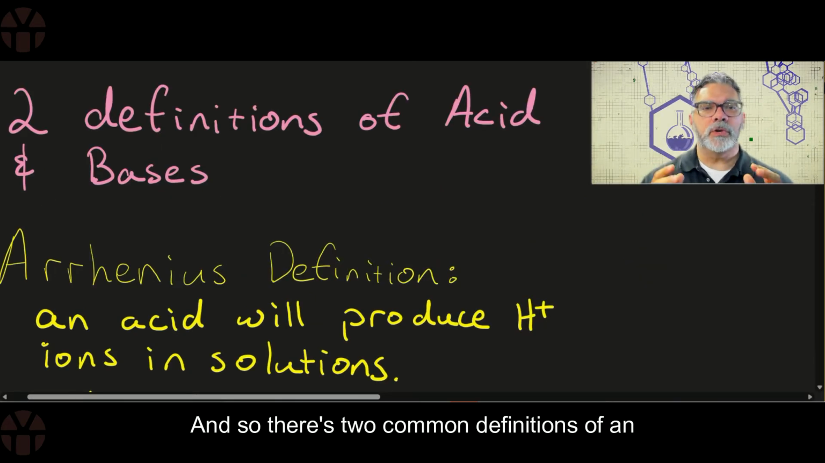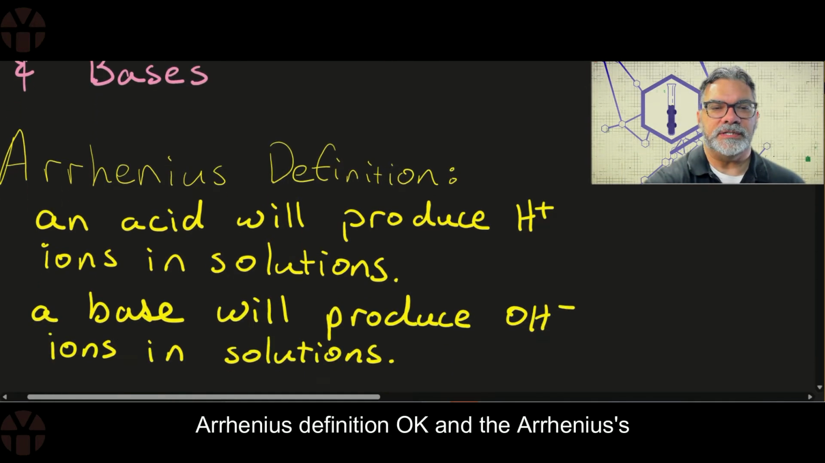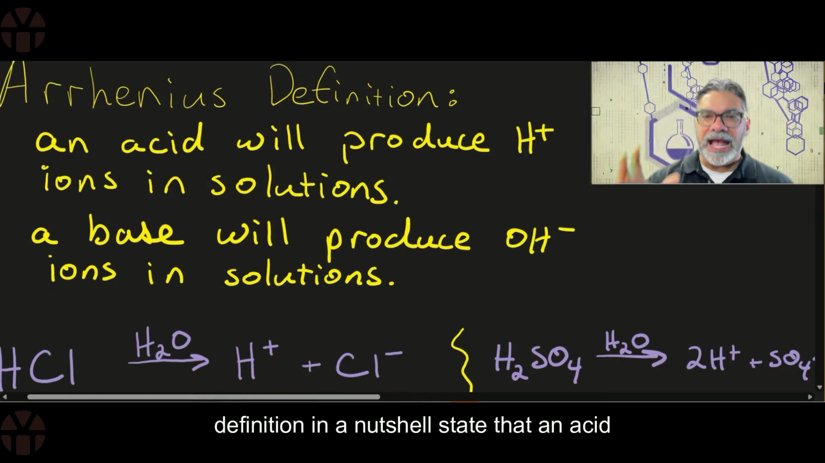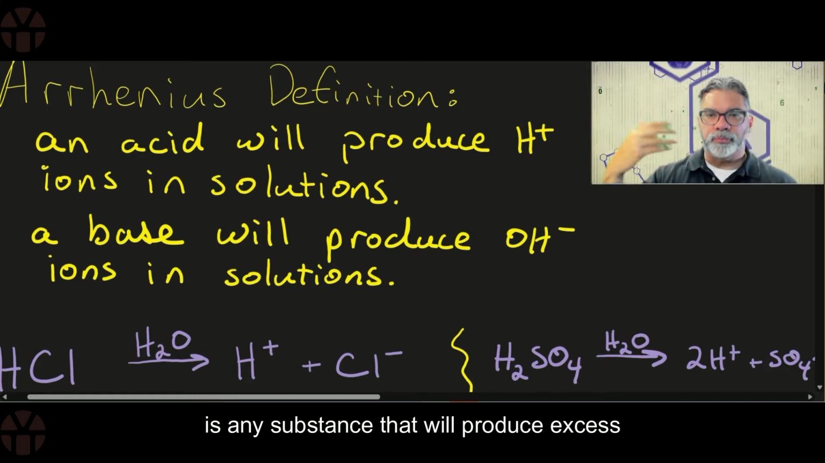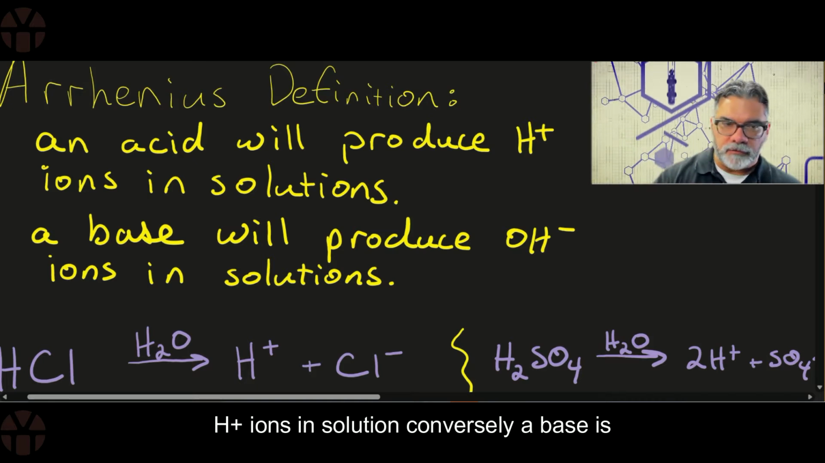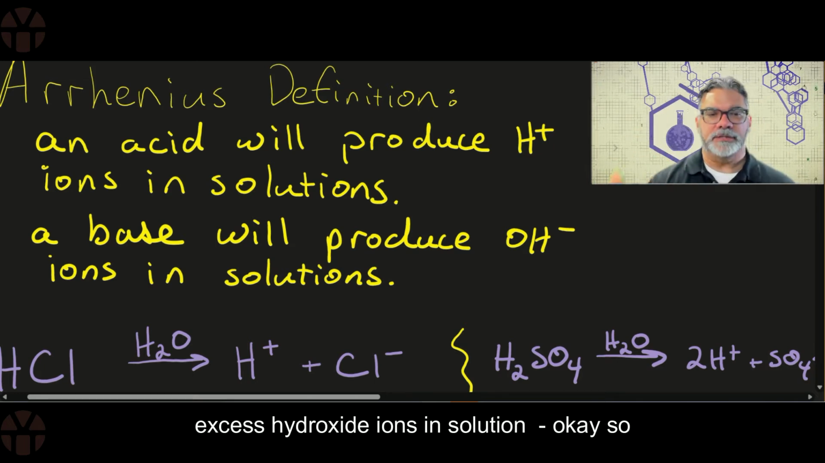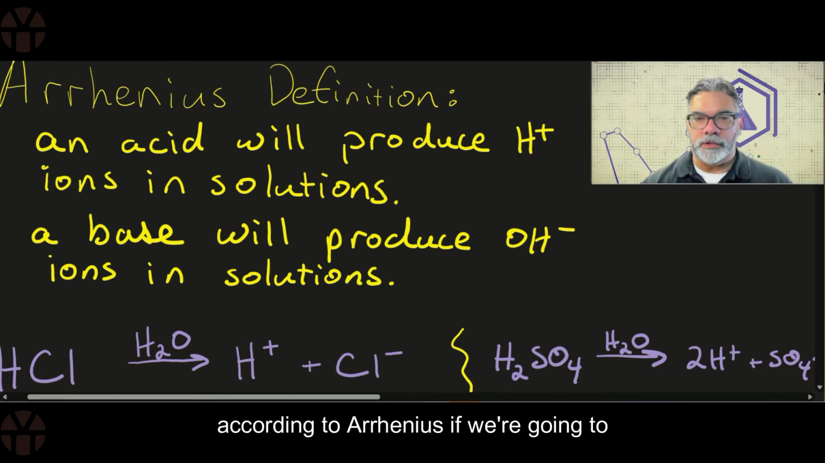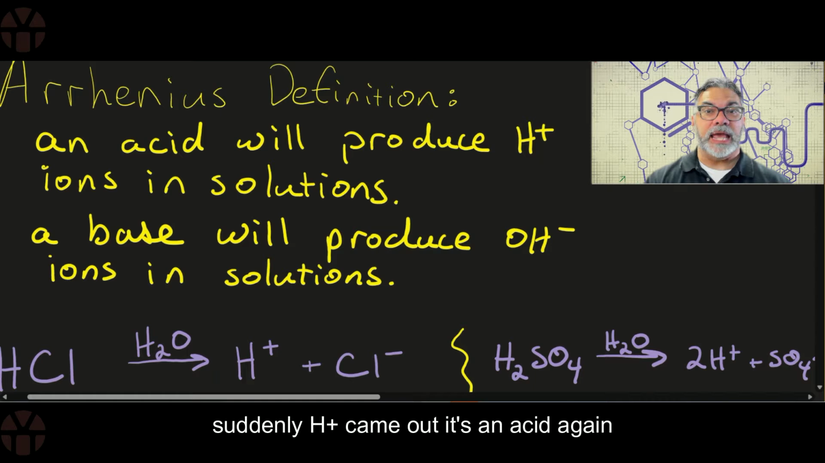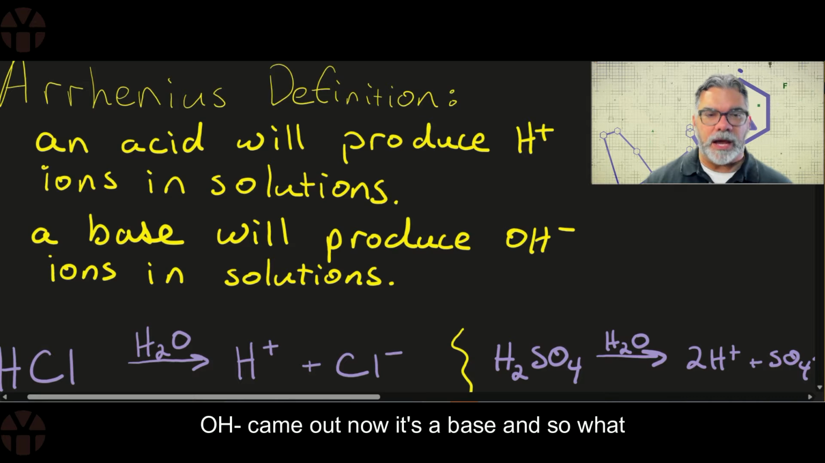There are two common definitions of an acid and base. The first one is known as the Arrhenius definition. The Arrhenius definition in a nutshell states that an acid is any substance that will produce excess H+ ions in solution. Conversely, a base is any substance that produces excess hydroxide ions in solution. So according to Arrhenius, if a substance was placed into water and suddenly H+ came out, it's an acid. Again, if something was put into water and suddenly OH- came out, now it's a base.